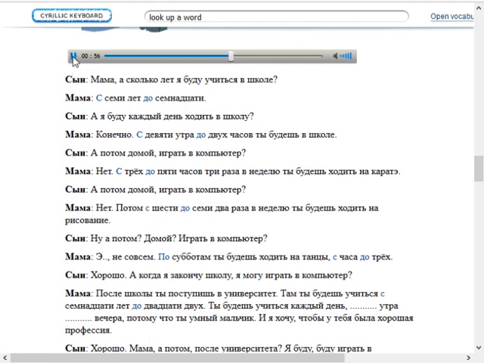Ты будешь учиться каждый день, с утра до вечера, потому что ты умный мальчик.